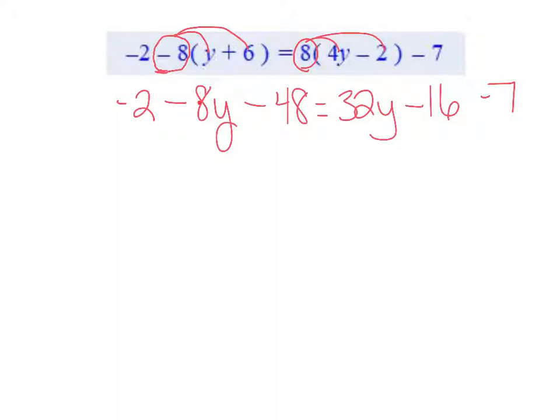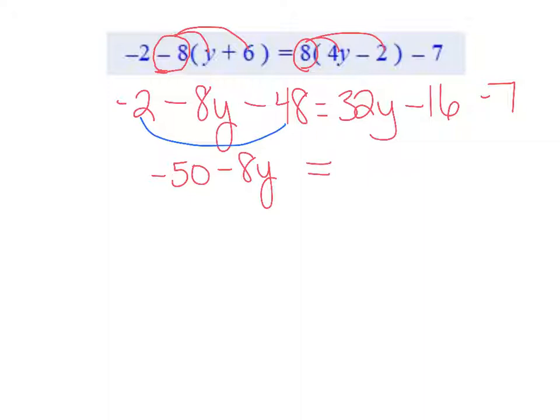This negative 8y is the only y term, but these two, there's no sense in having two separate numbers on that same side. Let's go ahead and just combine those together. If you have a negative 2 with a negative 48, those could combine to just a negative 50. And then I'd still have my negative 8y. Okay, that's cleaned up. I can't combine those because they're not like terms.